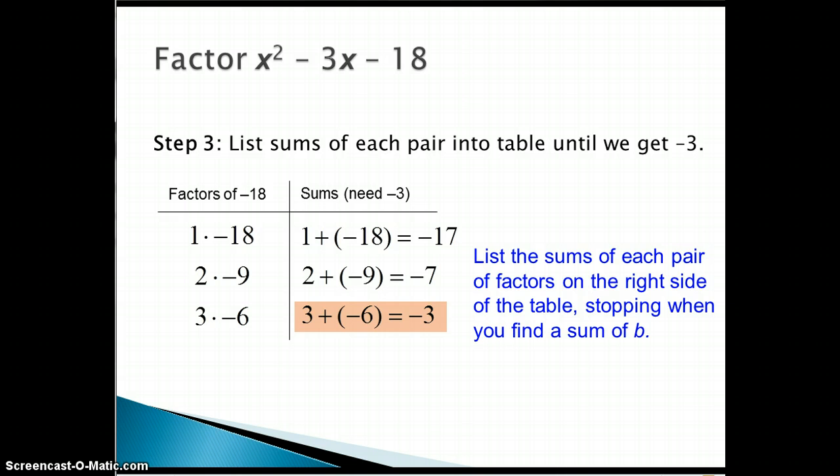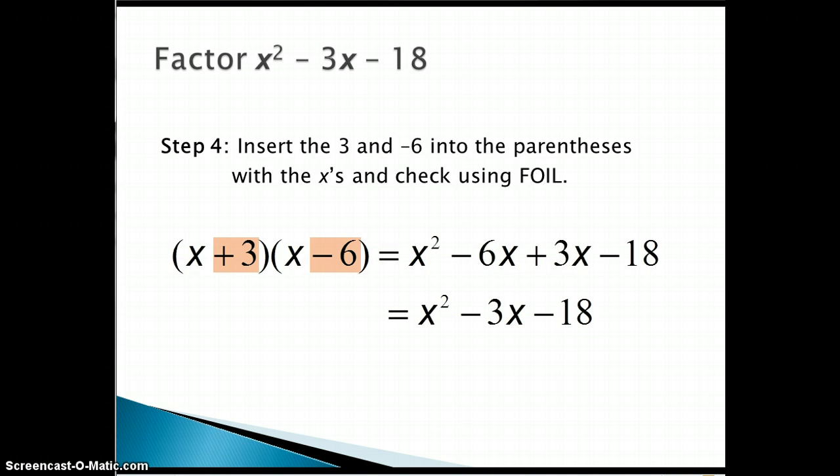So let's look at what those sums look like. I list the sums on the right side of my table. First I try 1 plus negative 18. That adds to negative 17. That's not the sum I'm looking for. 2 plus negative 9 is negative 7. That's also not the sum I'm looking for. But when I add the 3 and the negative 6, I get negative 3, and that is the sum I'm looking for. So I know that I have found the numbers I need, and what I do with those numbers is I place them inside the parentheses with the x's.